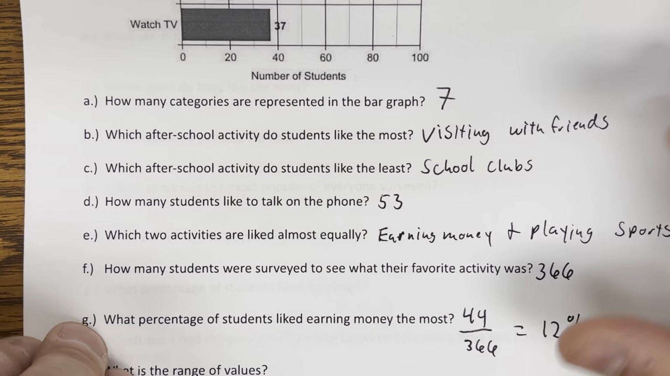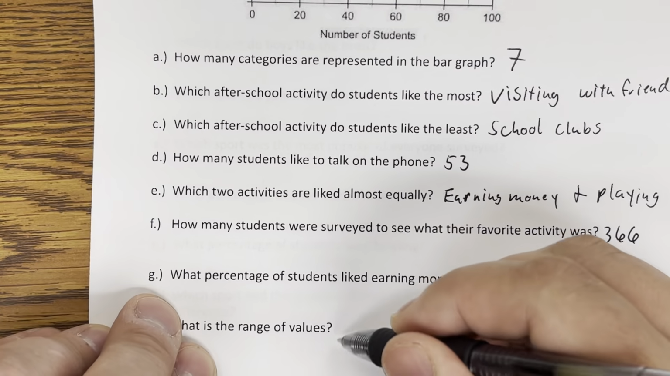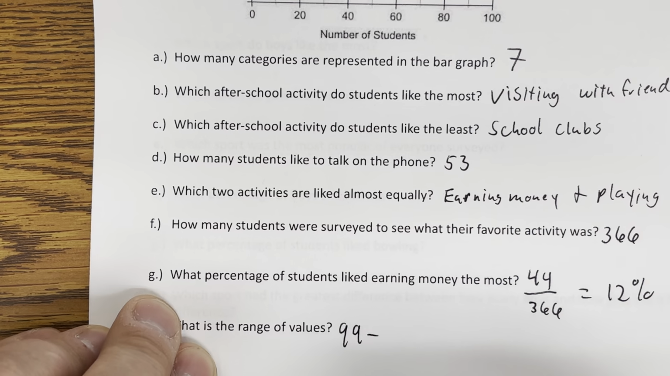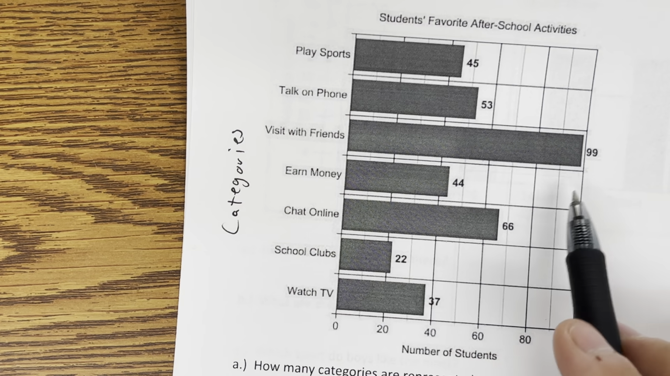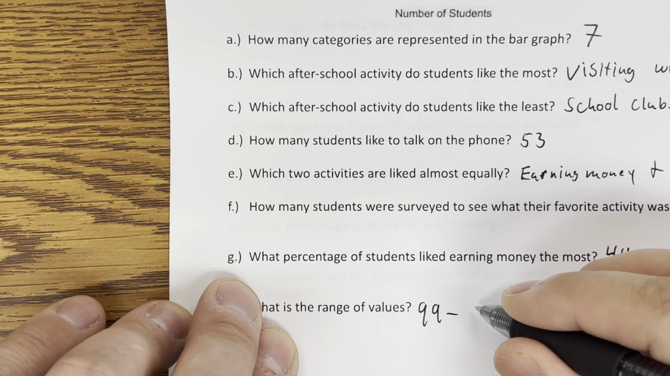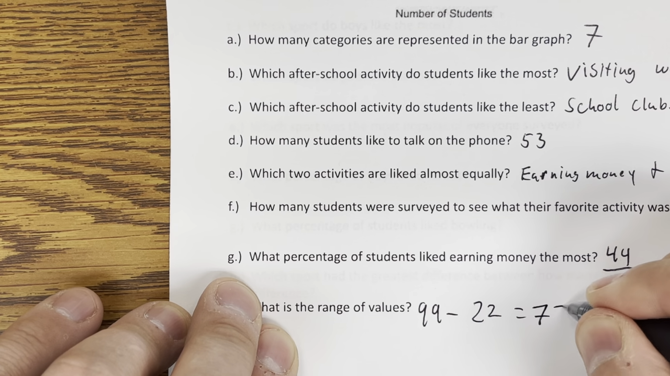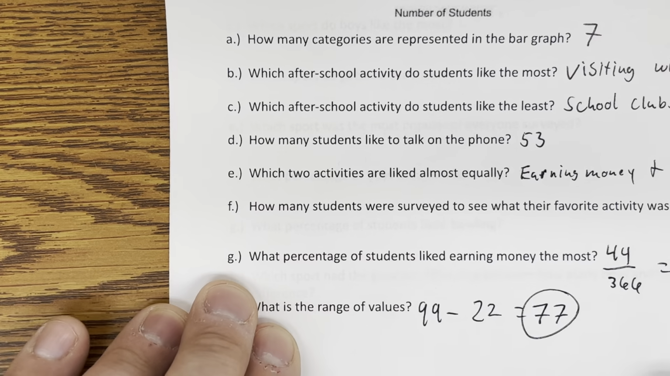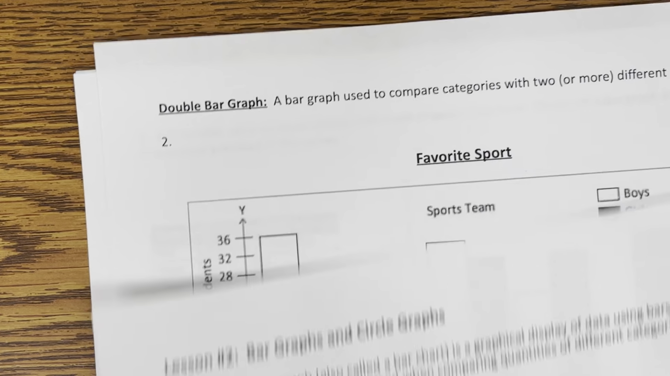And the range of the values, the biggest one, 99, minus the smallest one, 22. So the biggest one was 99 minus 22 gets us 77. All right, on to the next example.